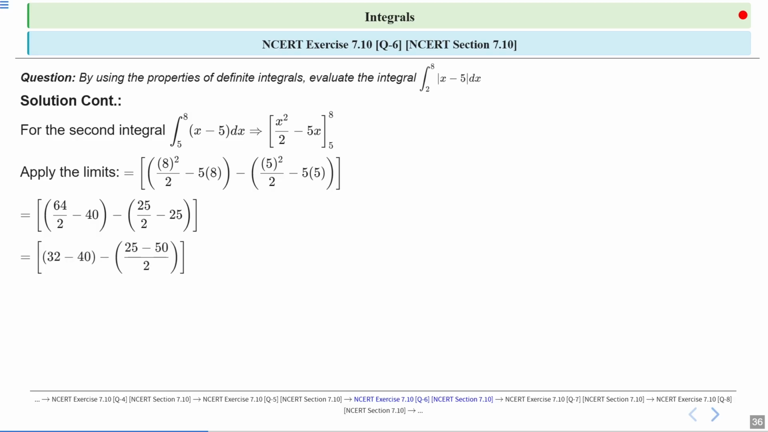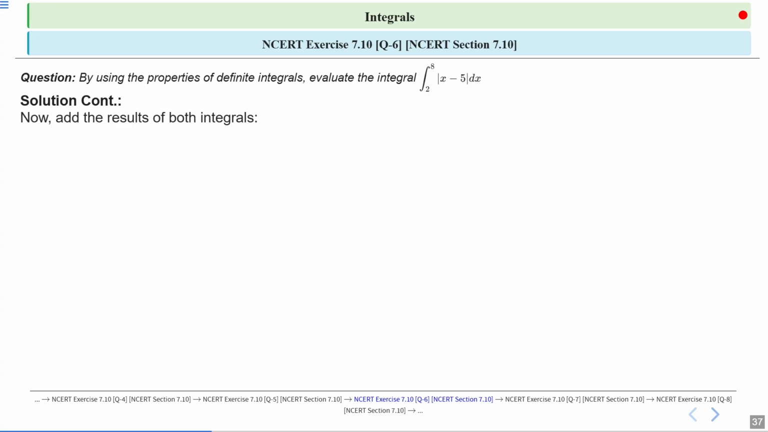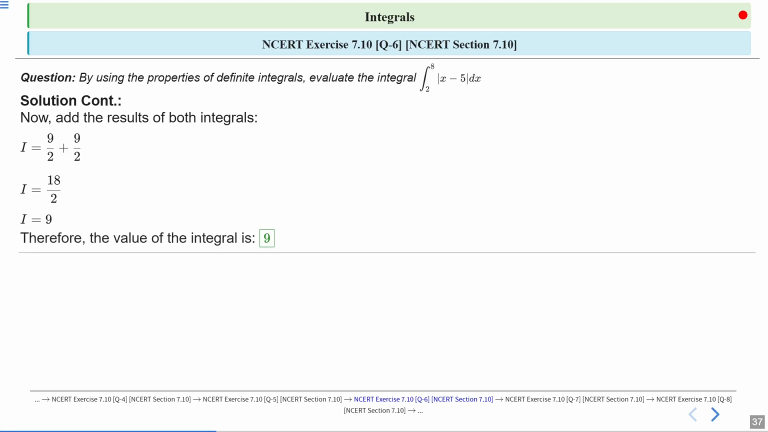64 by 2, that is 32 minus 40, and 25 minus 50 by 2. So it becomes minus 8 minus 25 by 2. Just do the calculation and we get the value of the second integral is 9 by 2. So add the results of both integrals. First is 9 by 2 and second is also 9 by 2. So 9 by 2 plus 9 by 2 becomes 18 by 2, and that is 9. Therefore the value of the integral is 9.